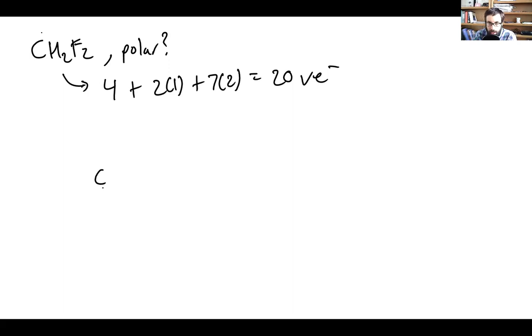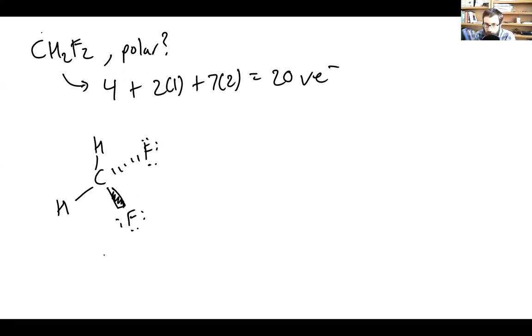The Lewis structure of that is therefore going to look like this, where you have the duet satisfied for hydrogen, you have an octet, 2, 4, 6, 8, satisfied for carbon, and you have octets for the fluorines, 2, 4, 6, 8. That's going to get you 2, 4, 6, 8, 10, 12, 14, 16, 18, 20 valence electrons.